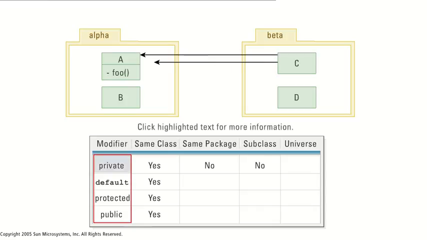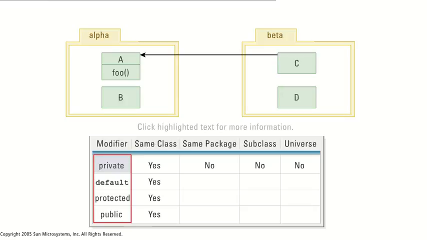So you can see when we apply the private modifier to the foo method, the B class and the C class and the D class are restricted from accessing the foo method. If they attempt to, they are just bounced back. The only code that could call the foo method is the code in the A class itself, because foo is private to the A class.